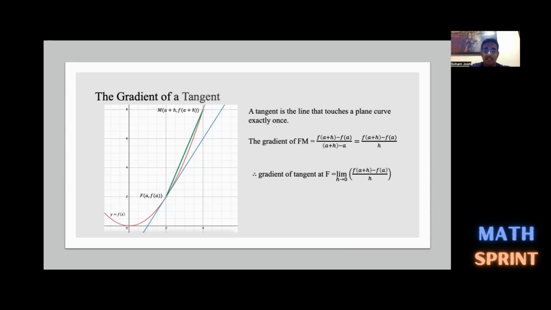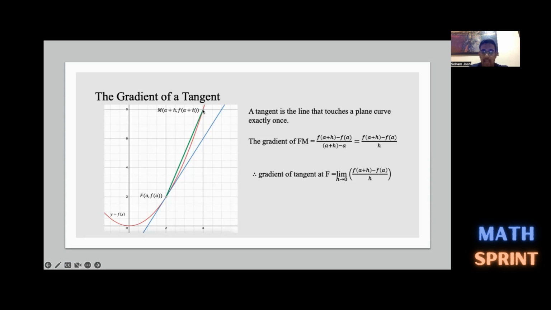First, the gradient of a tangent. A tangent is a line that touches the plane curve exactly once and only once. So let's take the graph on the left as an example to explain this. The red curve has the equation y is equal to f of x. The blue line is tangent to the red curve at point F, which has the coordinates a, f of a. The h is the difference between the x coordinates of points F and M. M is at the top over here.